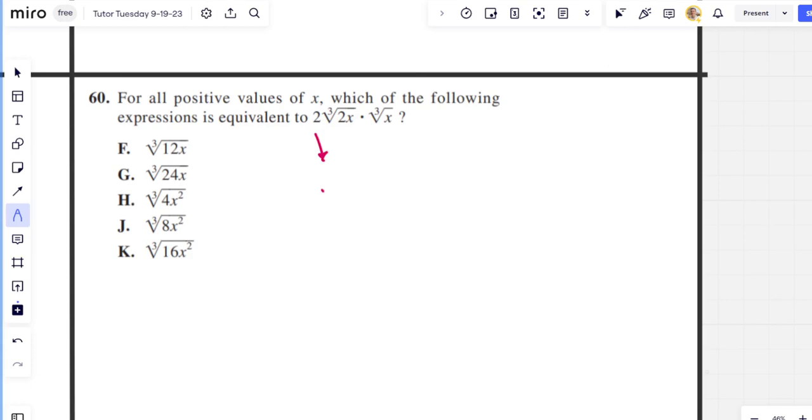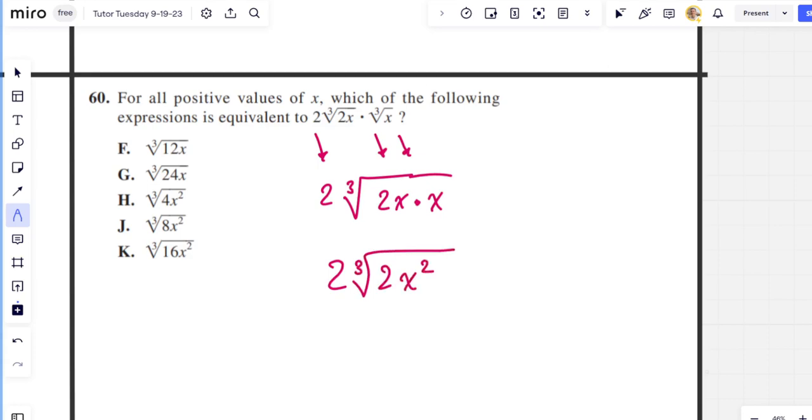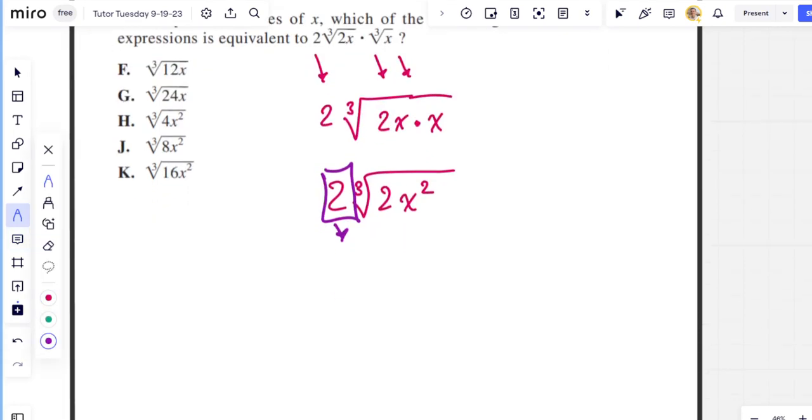So the first thing I can do is just combine, when I multiply things of the same root, we could just combine them. So under the cube root, I'll have 2x times x instead of keeping these in separate cube roots. So it's 2 cube root of 2x squared. And then what can we do with the 2 here? What can we do with this 2?